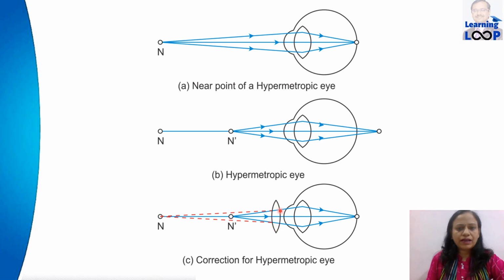We use a convex lens, which is a converging lens. So it is going to converge the beam of light, and that causes the image to be formed on the retina. So even if the object is quite close to the eye, if we use a convex lens of suitable power, the image will be formed now on the retina.